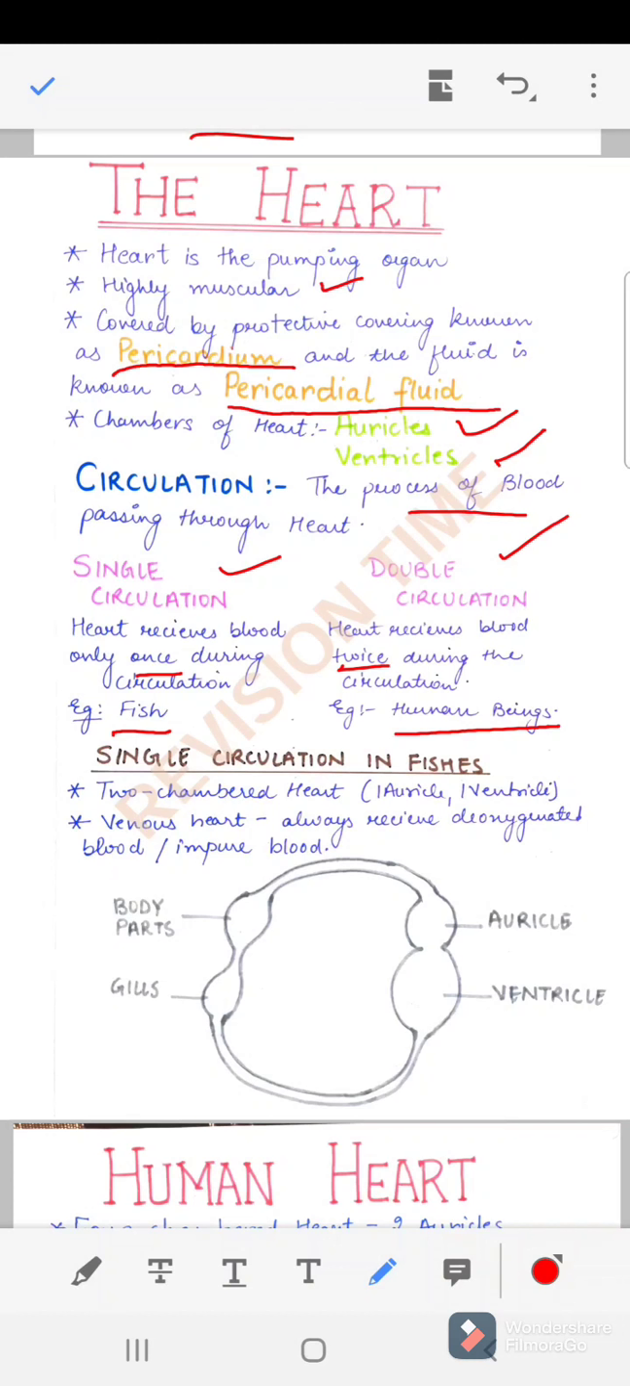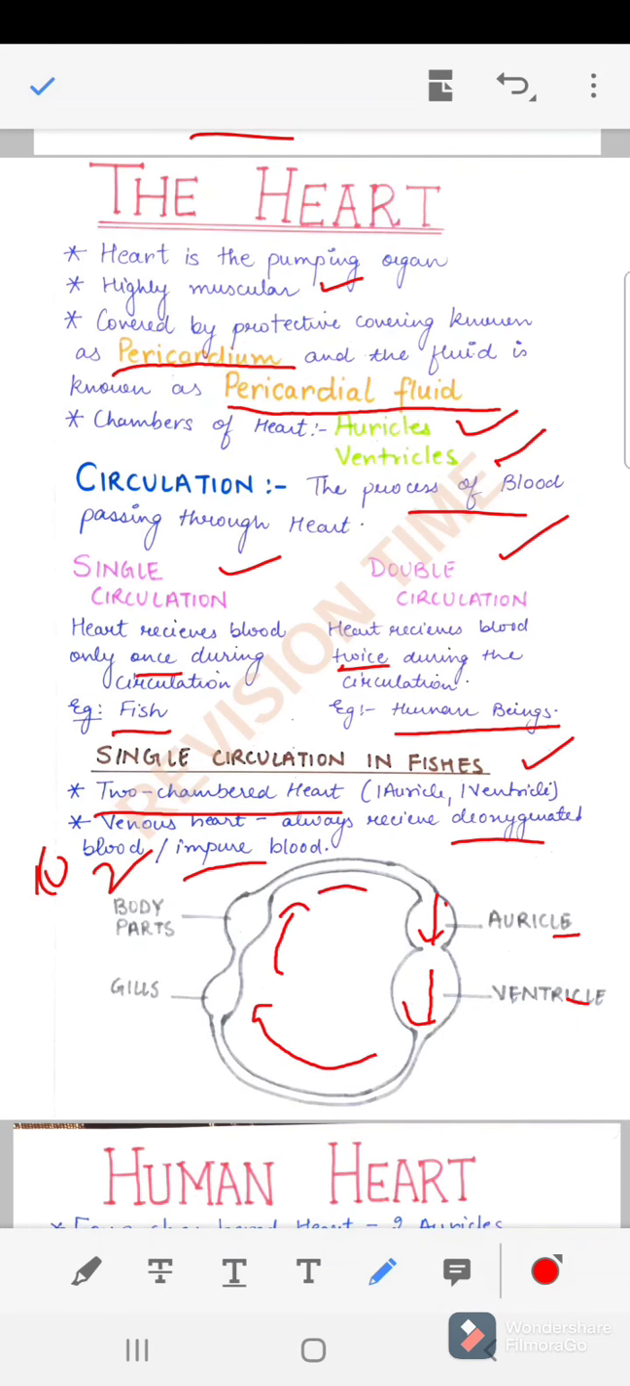Fish is having a two-chambered heart, that is one auricle and one ventricle, and it is a venous heart. That means it always receives the deoxygenated blood, that is impure blood which is rich in the carbon dioxide, right? So this is the auricle, ventricle. From here the blood from auricle goes to the ventricle and then to the gills, going to the body parts and gets back to the heart. So this basically is the heart of a fish which is two chambered. So this is the single circulation in fishes.